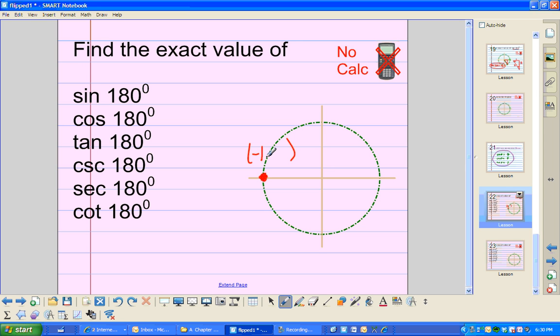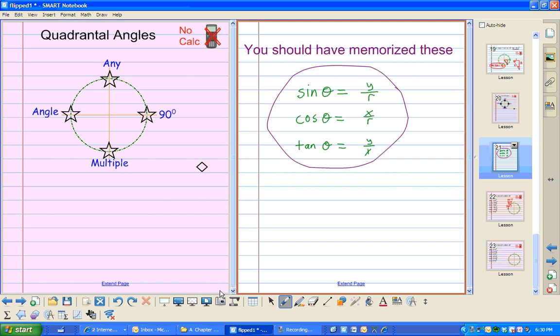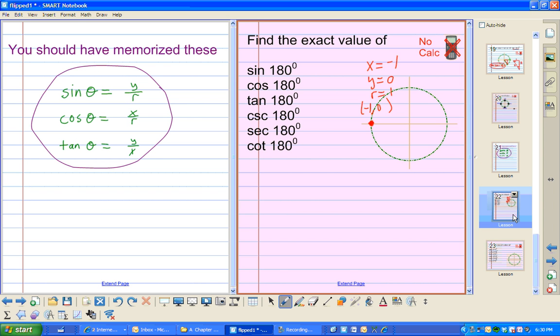So I'm going to say -1, 0. So my x value is -1. My y value is 0. And my r value in any unit circle is 1. Okay, so remembering these things, that if we have sine of theta, it's y over r. So y over r would be 0 over 1, or 0.